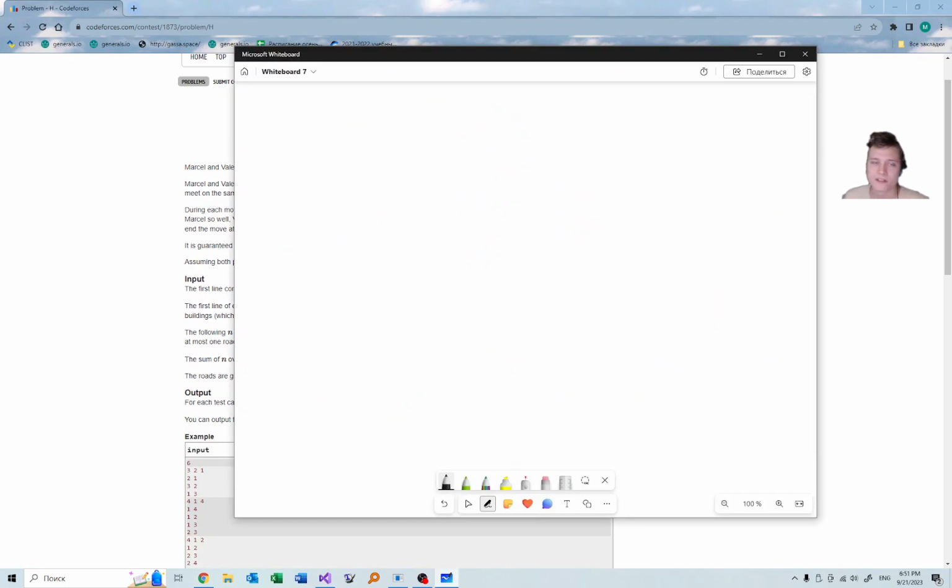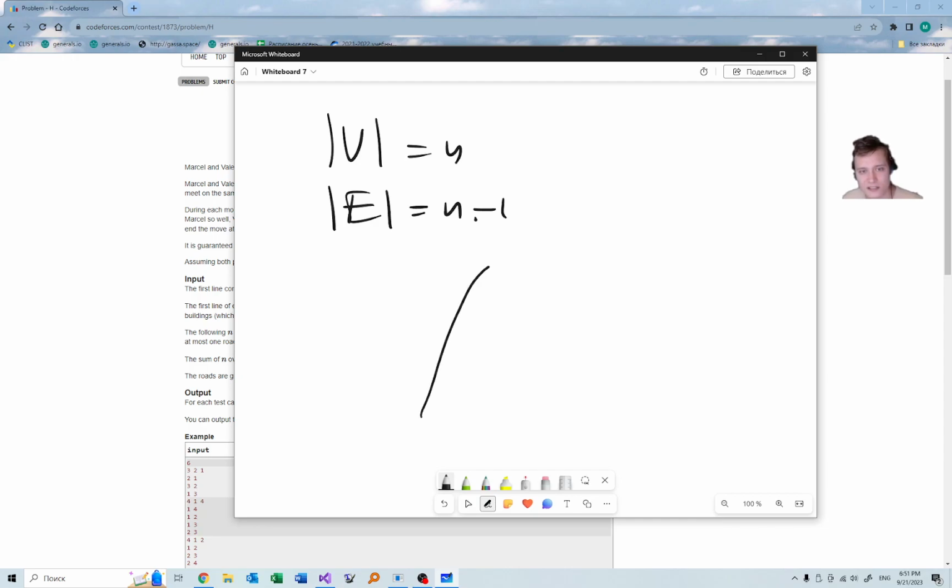So the problem is as follows. You have a graph where V equals N and E equals N. So if V equals N and E equals N minus 1, and it is connected, then it is known to be a tree.